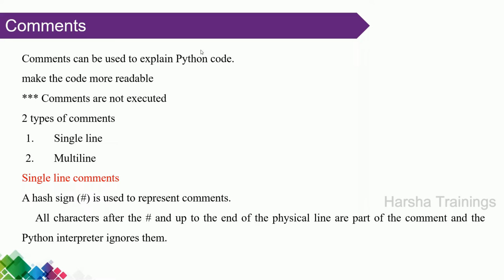Finally, the last data type we discussed is the Boolean data type. Boolean means a variable can hold only two values, either true or false. These are the contents we had discussed in the last session, right? Now we are moving into this session.